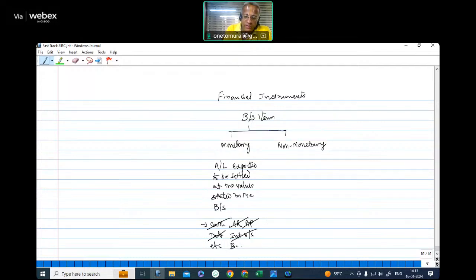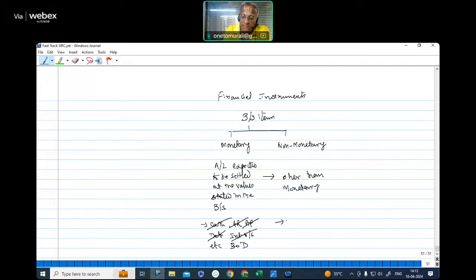Bank overdraft. When items of assets and liabilities are stated in the balance sheet, that is a value at which that particular asset or liability will be paid or received. So this is what we expect for a monetary item. If you do not have these qualities, it is other than monetary.